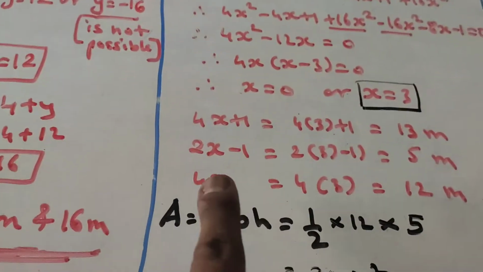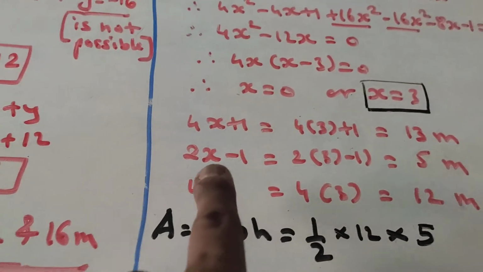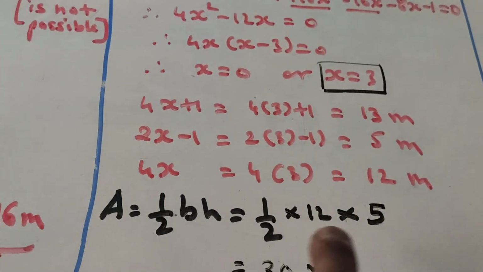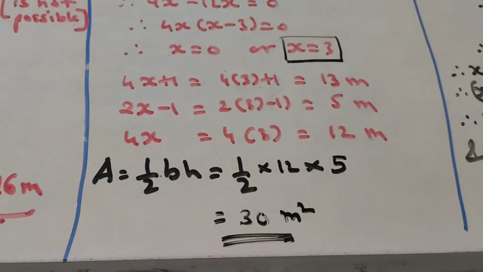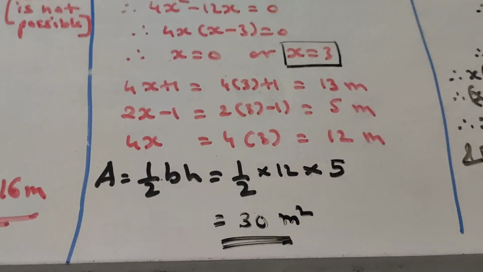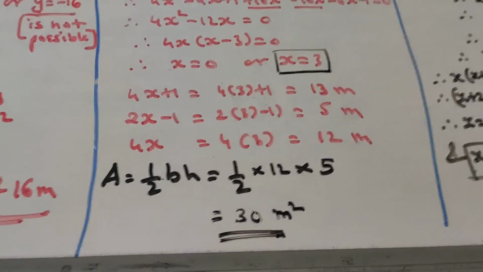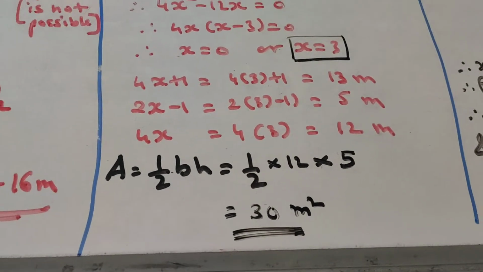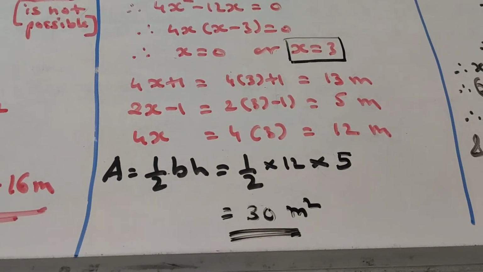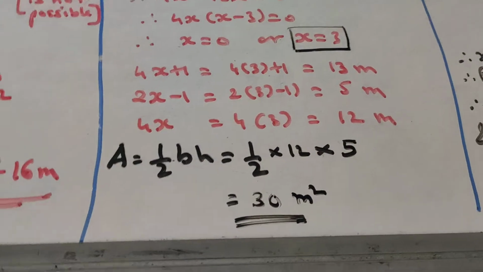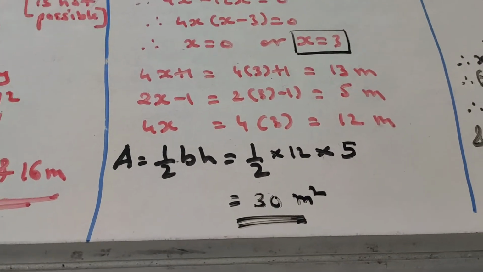And height, what is our height? It is 2x minus 1. So 2x minus 1 is what? 5. So we multiply with 5. So 1 upon 2 multiply by 12 multiply by 5 is how much it comes up to? It comes up to 30. 12 multiply by 5 is 60, and 60 divided by 2 is 30 meters square.